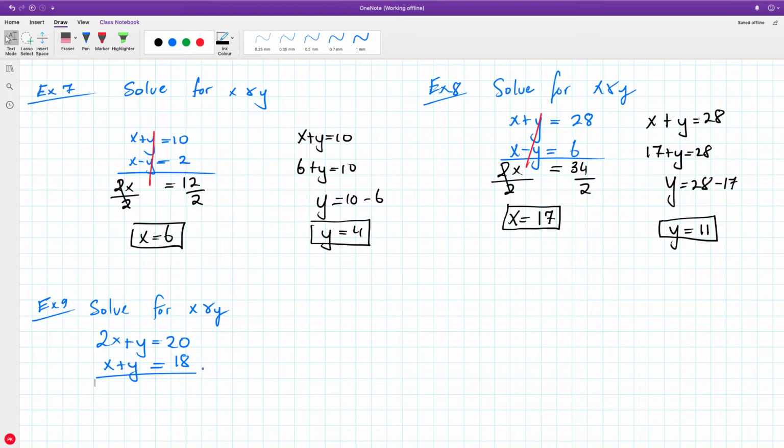Off we go. 2x plus y is equal to 20, x plus y is equal to 18. So start by multiplying your bottom line by minus 1.